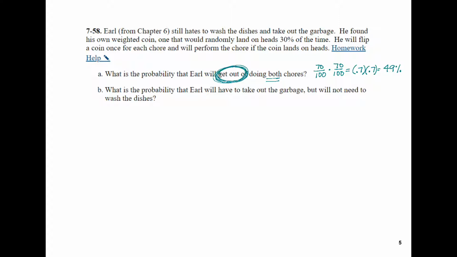Question B says, what is the probability that Earl will have to take out the garbage but will not need to wash the dishes? So the probability that he will have to take out the garbage is a 30% chance if he flips the coin, but there is a 70% chance that he will not have to wash the dishes with his coin. So when we multiply 0.3 times 0.7, we get 0.21, which when we change that decimal to a percent, we get 21%.